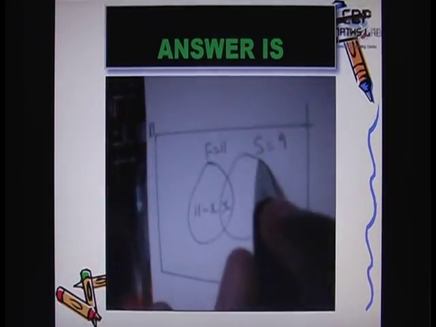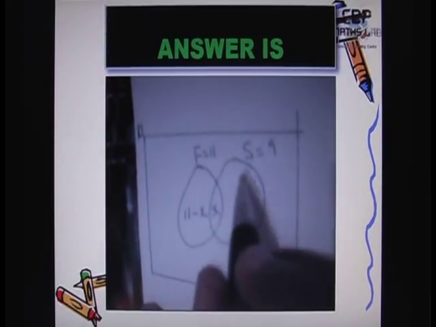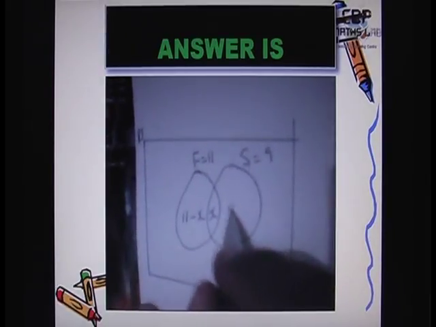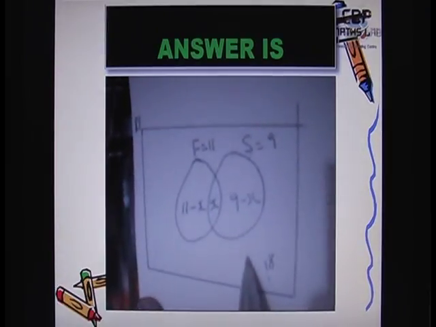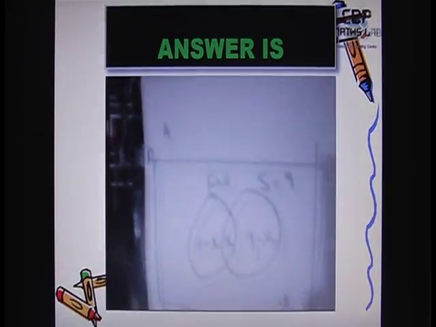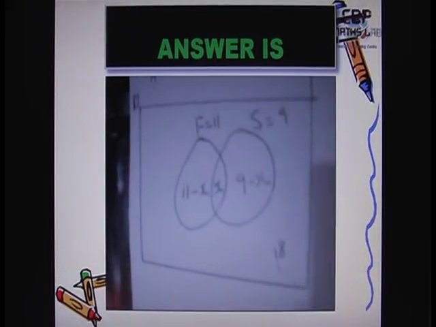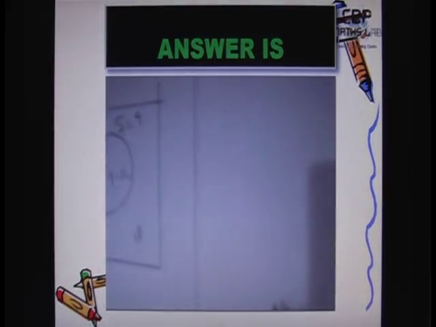So do the same thing for Spanish. So to find the number of students who take Spanish only, you subtract X from 9 as well. And this would be the Venn diagram for part A of your answer. If you got this correct, give yourself a clap. Okay, so let's go to part B of the question.